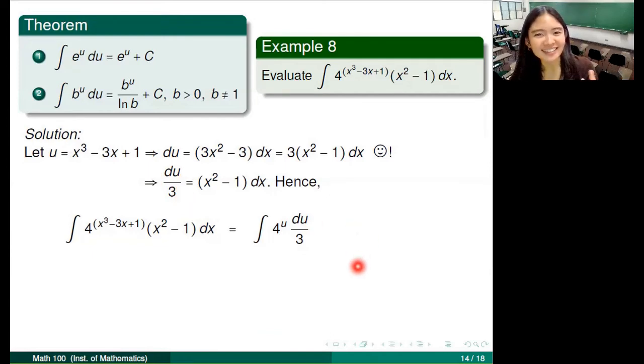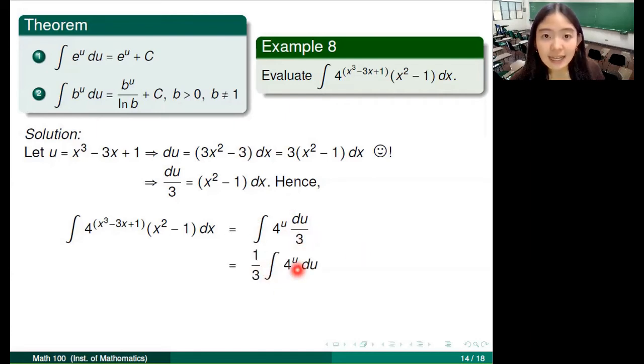Napasimple natin ang ating integral. And again, itong du over 3 ay just simply 1/3 times du. And from properties ng integral, pwede lang ilabas ang ating 1/3. So this is just 1/3 times the integral of 4 raised to u du. Integral for this, we just use the formula, b being 4. We get 1/3 naka-multiply times 4 raised to u over ln of 4. This is again an indefinite integral, so may plus c pa tayo, do not forget.